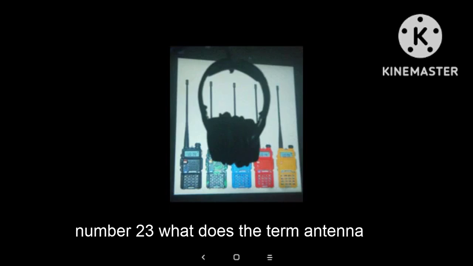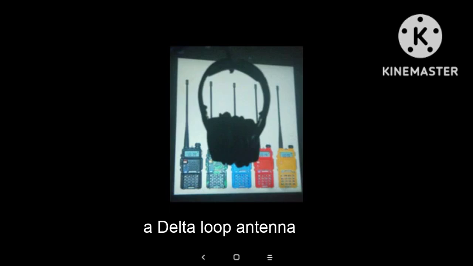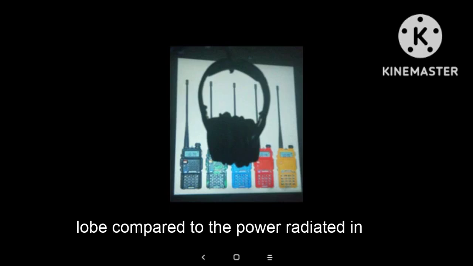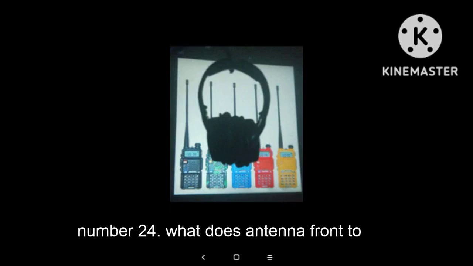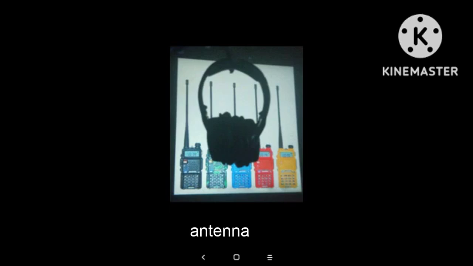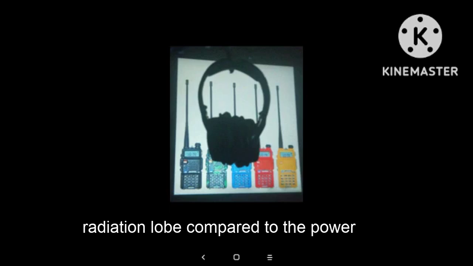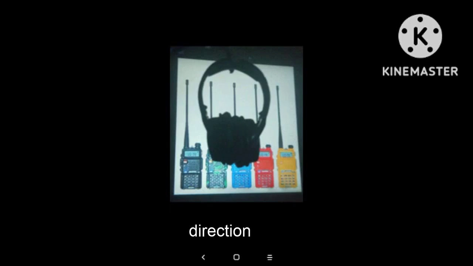Number 23. What does the term antenna front-to-back ratio mean in reference to a delta loop antenna? The power radiated in the major radiation lobe compared to the power radiated in exactly the opposite direction. Number 24. What does antenna front-to-back ratio mean in reference to a Yagi antenna? The power radiated in the major radiation lobe compared to the power radiated in exactly the opposite direction.